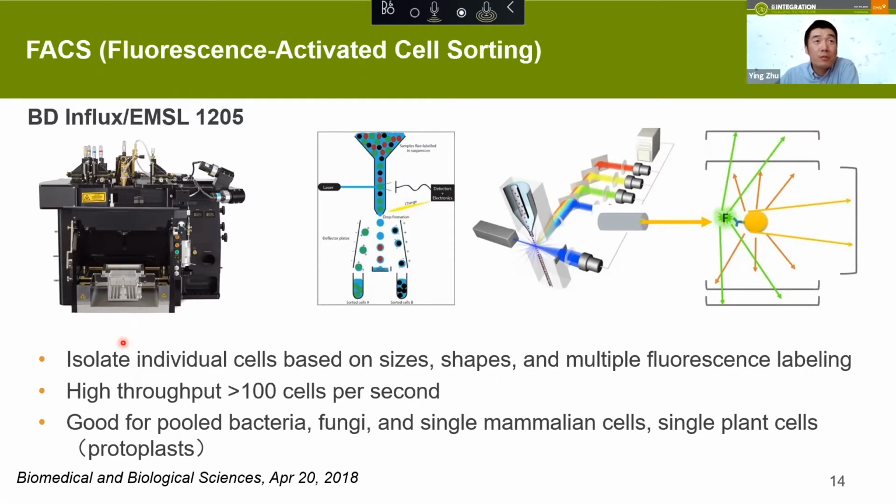The most commonly used tool is flow cytometry. We have one in EMSL. We like it because it's very powerful. It can isolate individual cells based on size, shape, and even you can use antibody or other fluorescent labeling to select the cell population you want to analyze. It's very high throughput. We believe it works for bacterial, fungal, or mammalian cells. And for plants, we need 2 extra steps to remove the cell wall to generate protoplasts.